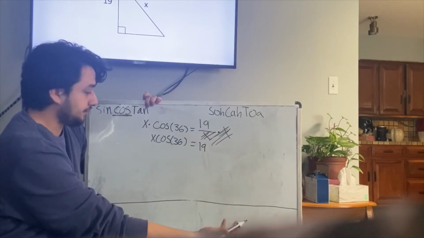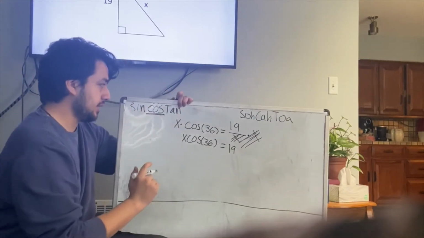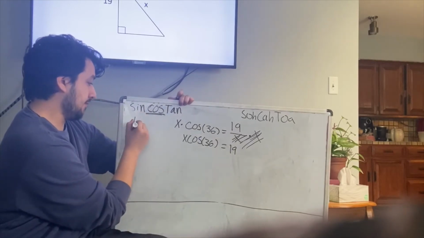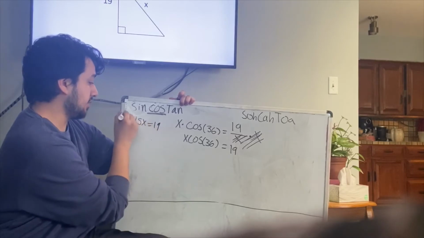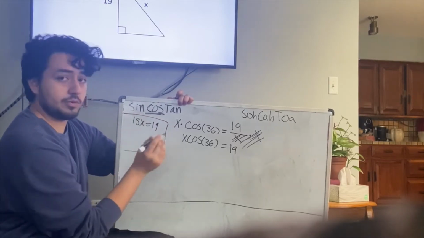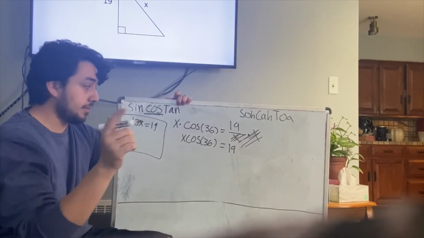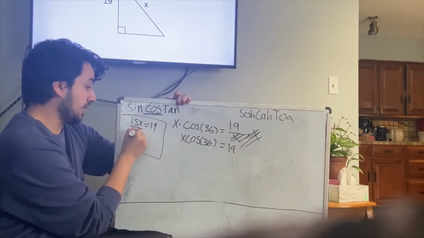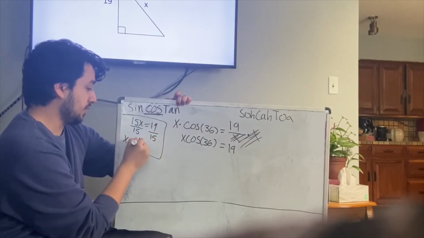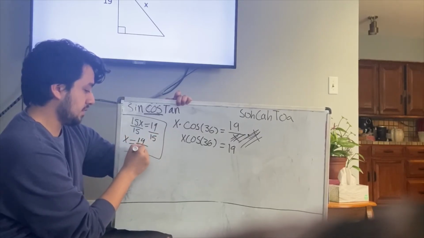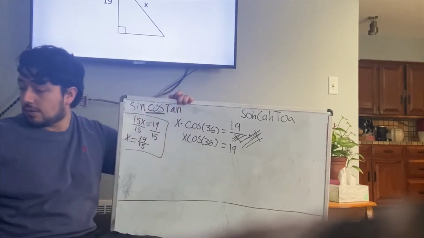What would you do? Well, let me ask you this. What would you do algebraically if I gave you 15x is equal to 19? This is a little side note here. What would you do here? You'd probably divide out this 15 to isolate your x, right? And then your x would be equal to whatever this ratio is. That's probably what you would do.